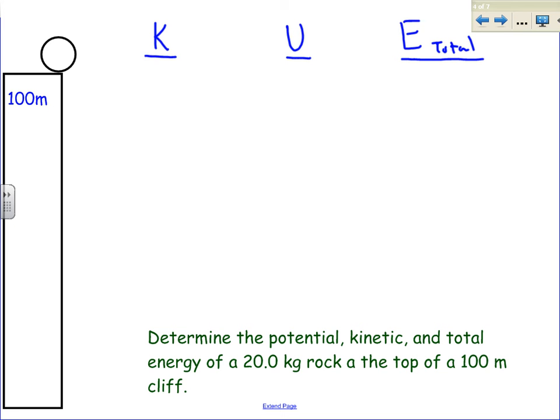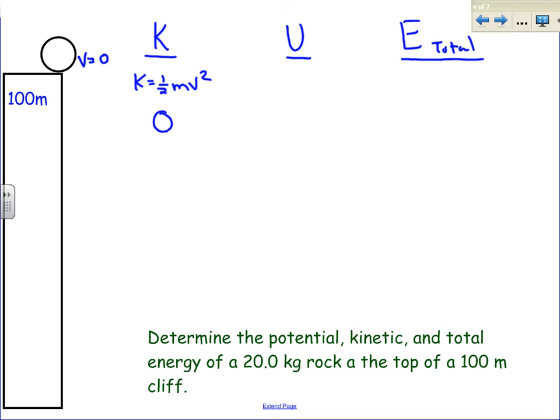So the rock is sitting there without any motion, so v is equal to 0. Remember, kinetic energy is 1/2 mass times velocity squared. Since velocity is 0, our kinetic energy is 0.